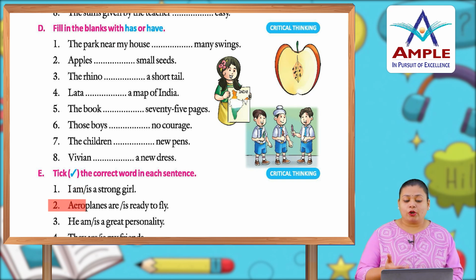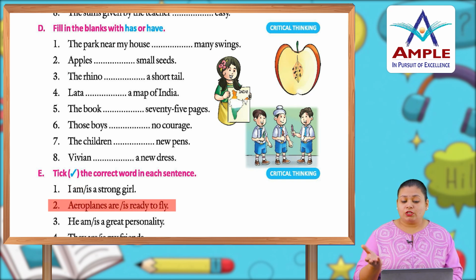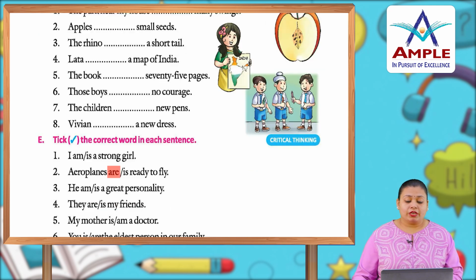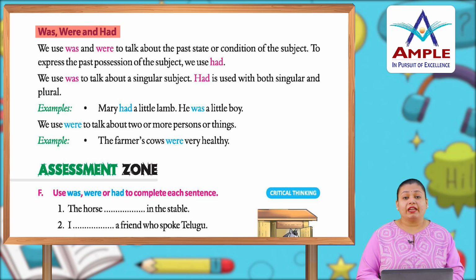Like next one is aeroplane are or is ready to fly. So here aeroplanes is in plural form, so we will use are with them. Okay, now moving to next: was, were and had.